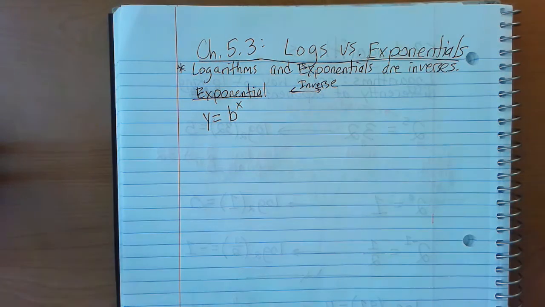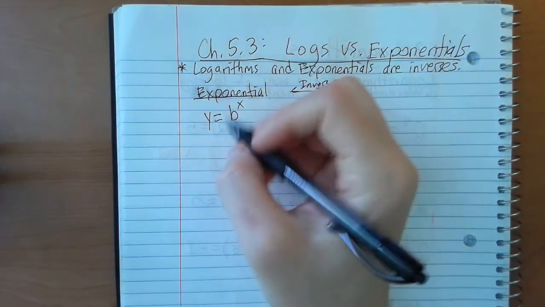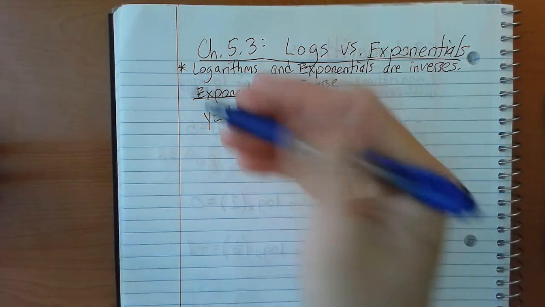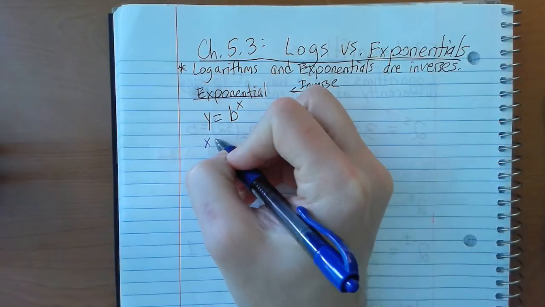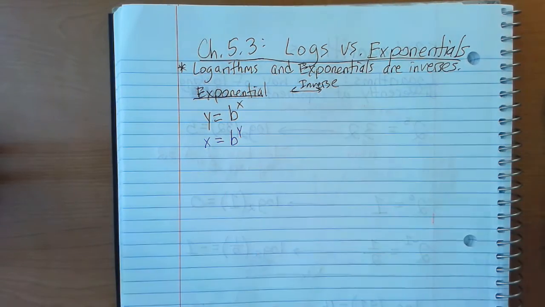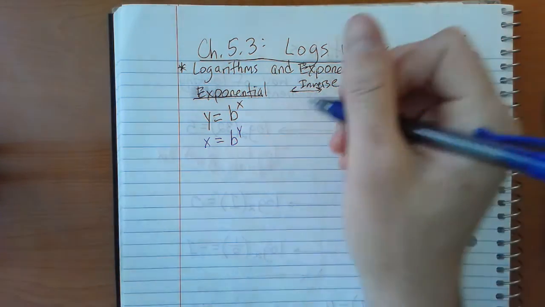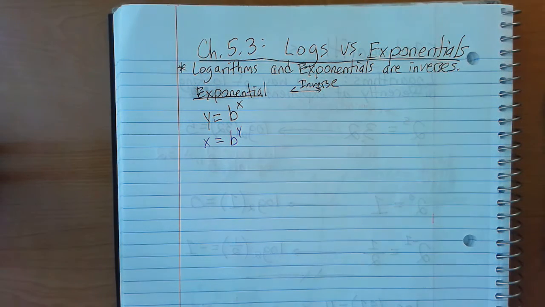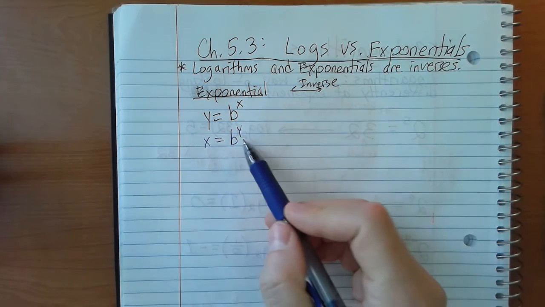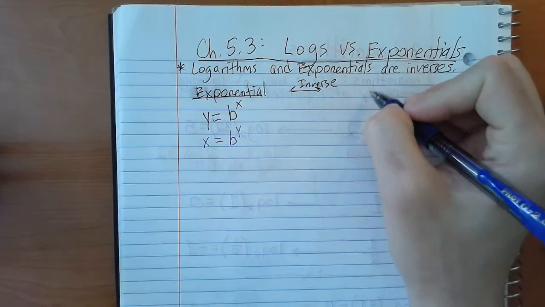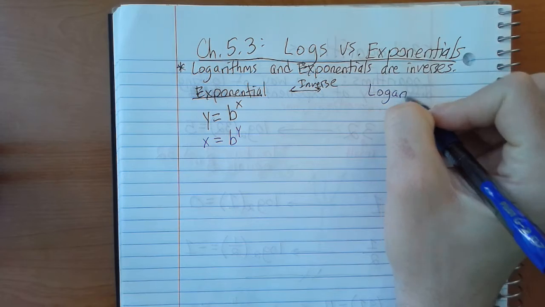I need to swap x and y and then get y by itself again. So the steps to do that: I would first swap x and y, so x would be equal to b to the power of y. And then if I wanted to get y by itself, it's important to remember that the answer to a logarithm is always going to be the power or the exponent part. So this y is going to be the answer part to the logarithm side over here.